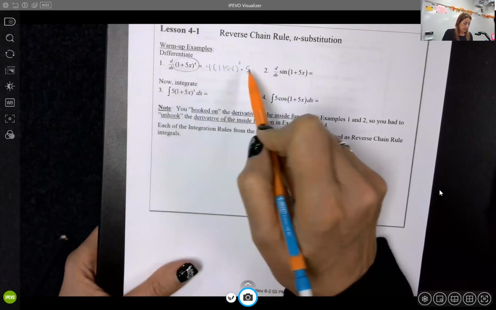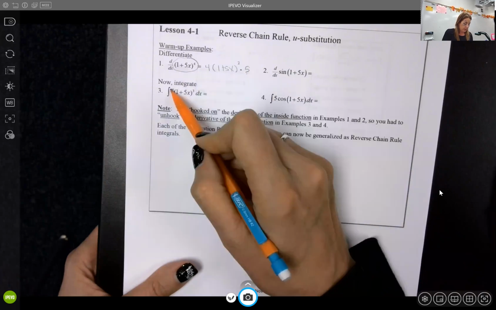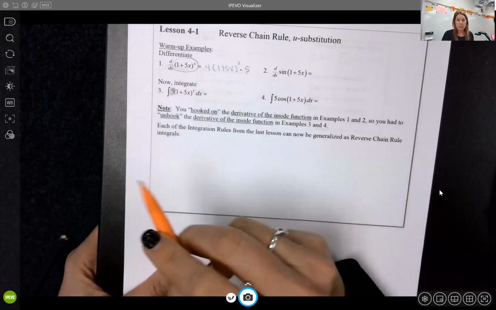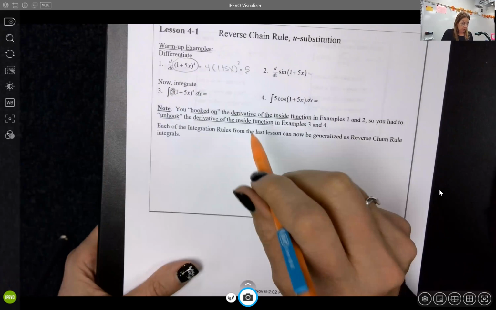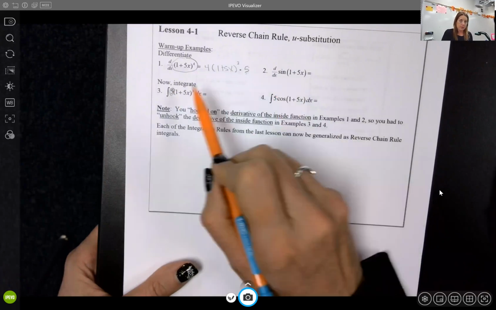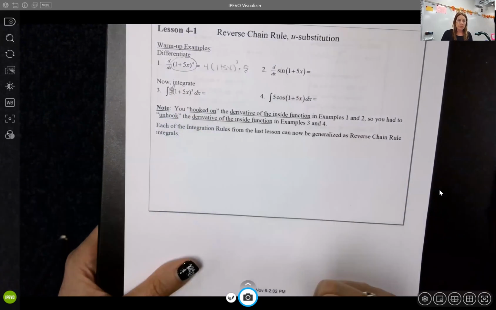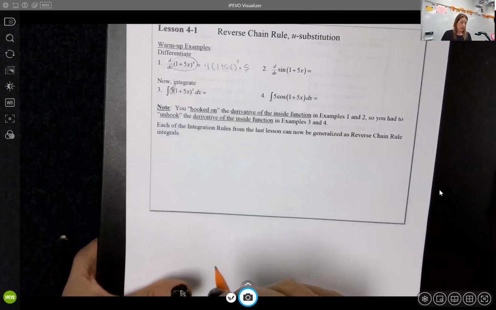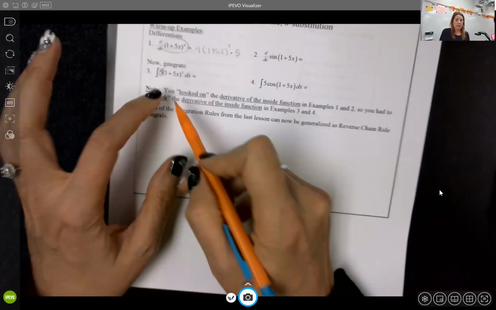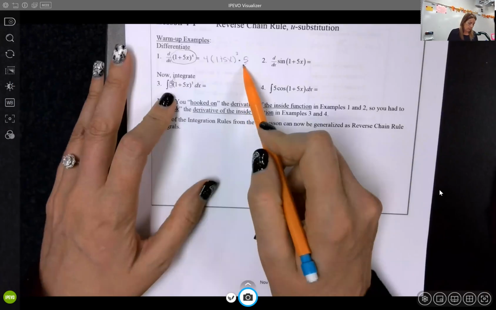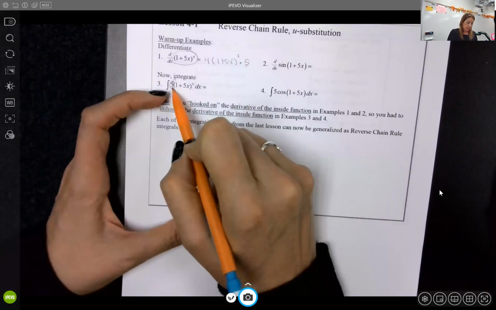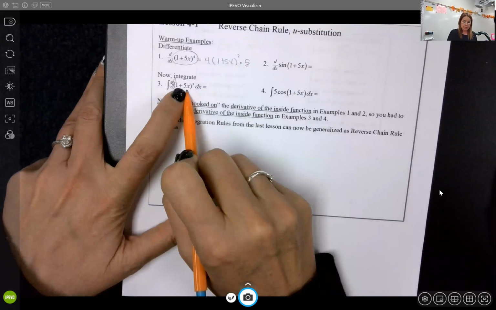So this 5 right here, it's not really part of the problem. It was just the hook on from the inside. So the 5 just goes away. I have to figure out that 5 was extra when I took the derivative. Okay, so the 5 is going to go away. So then I'm just taking the integral of this one.